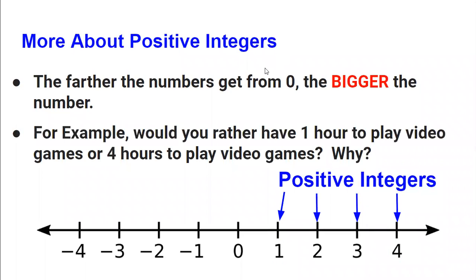So for example, think of it this way. Would you rather have 1 hour to play videos, or would you rather have 4 hours to play videos? 4 hours, right? Why? Because you have more time. 4 is bigger than 1. So that's another way of looking at it. Positive integers get bigger as you go to the right, farther from 0.